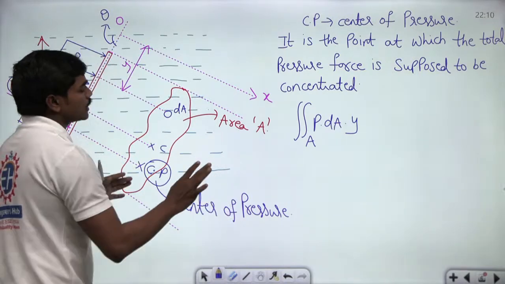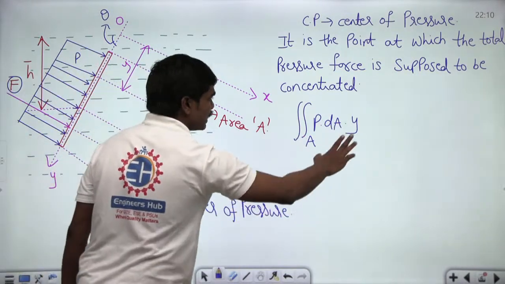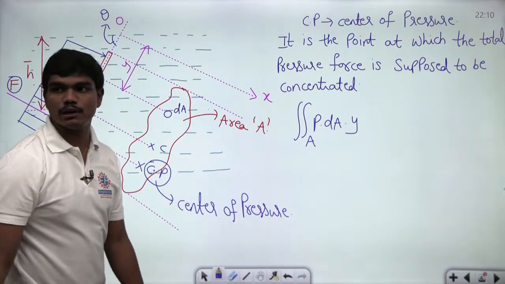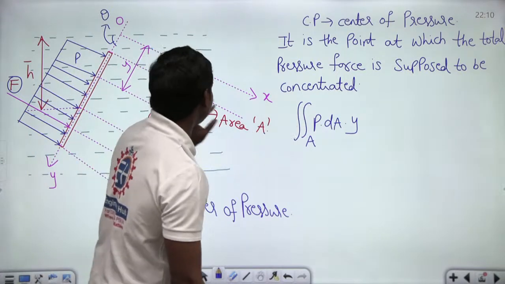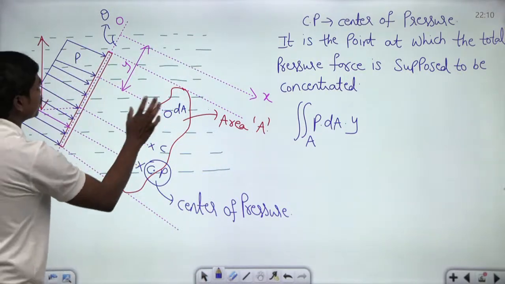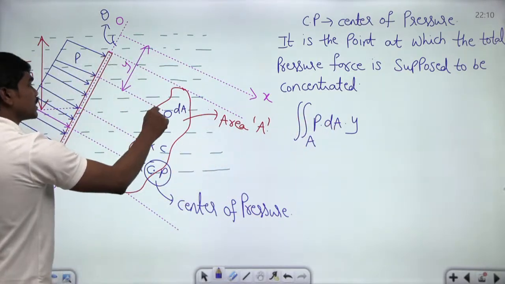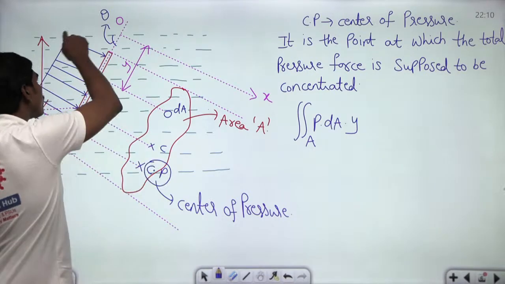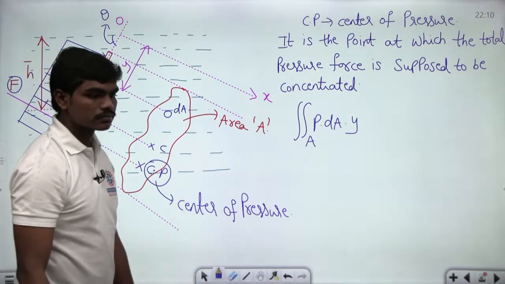So, can you all understand that the total moment of this pressure force on the complete area is given by the double integral over the area A, P into dA into y? If P is the pressure at this infinitesimally small area dA, then P into dA is the pressure force acting on dA, and this pressure force into y is the moment of the elemental pressure force about this axis OX, yes or no?